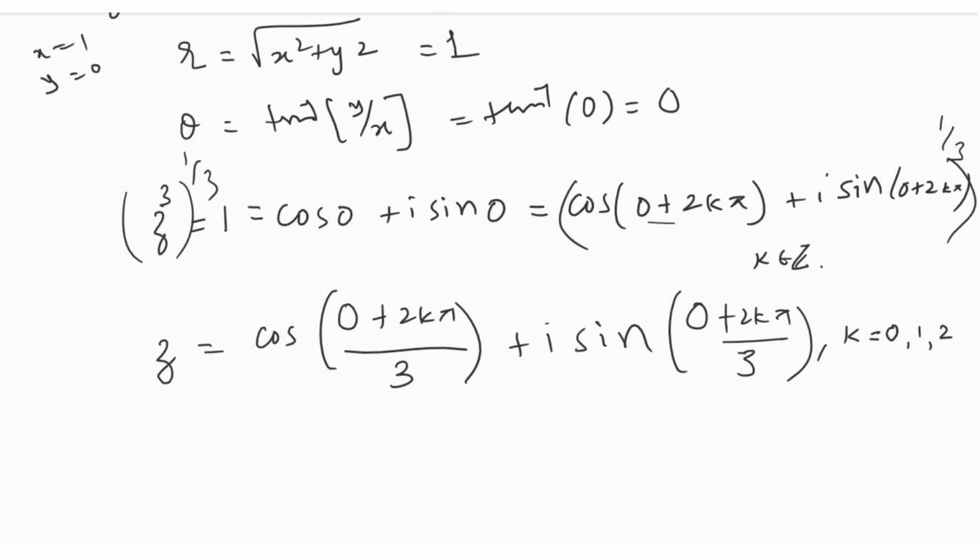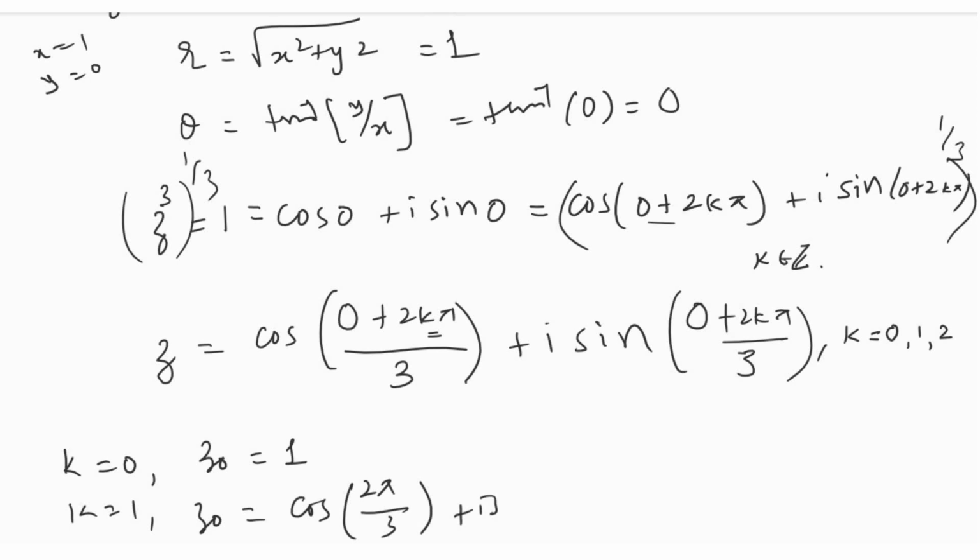For example, if k equal to 0, then you will have z0, that is, since this is 0, it is 1, because cos 0 plus i sin 0 will be 1. If k is 1, then z1 will be cos 2 pi by 3 plus i sin 2 pi by 3.